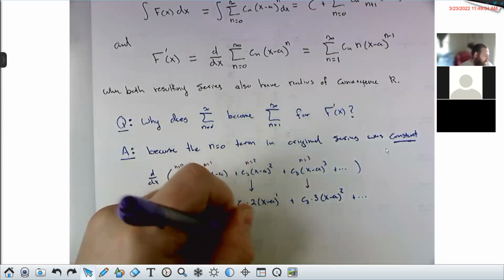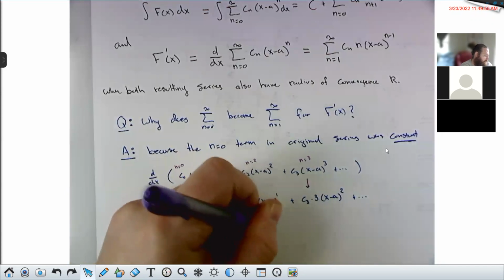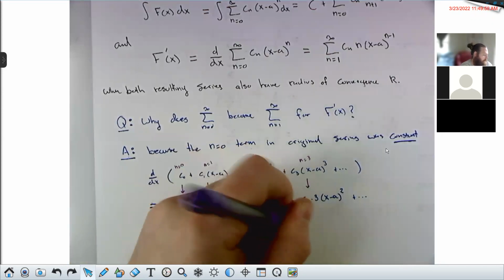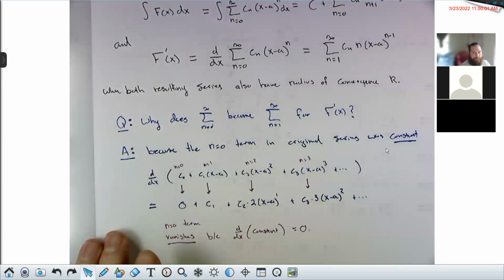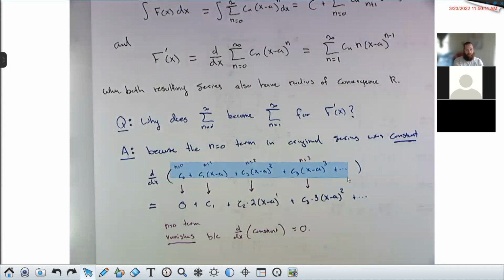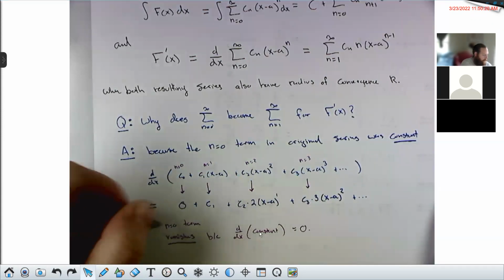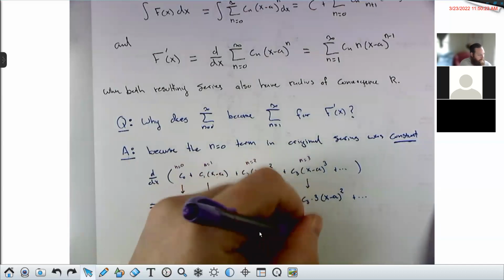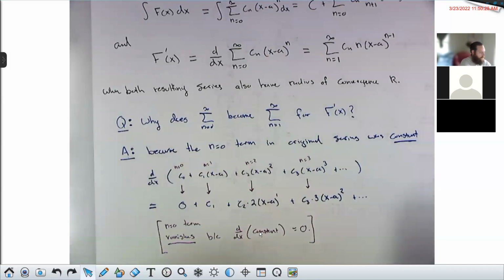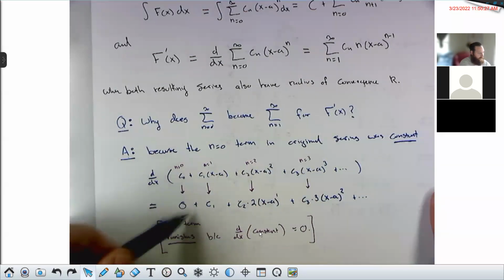Because d dx of a constant is 0. So the original series had an n equals 0 term. It was constant, had an n equals 1 term, had an n equals 2 term, had an n equals 3 term. But the resulting series doesn't have an n equals 0 term.